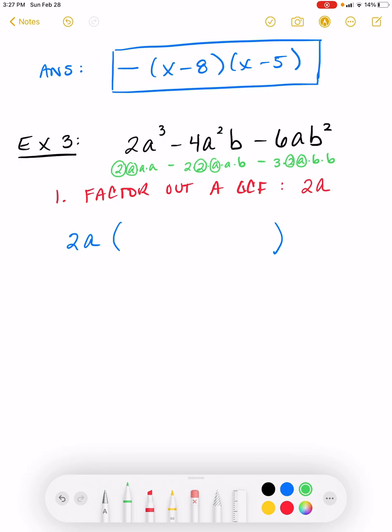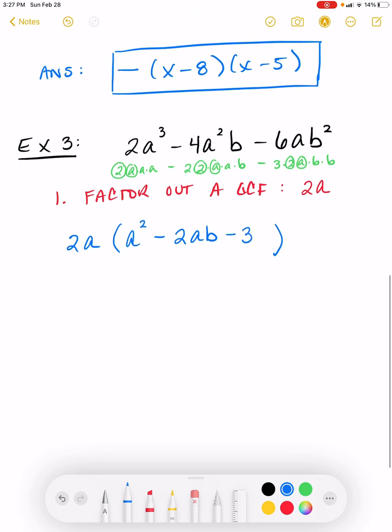So what I'm left with here, if I factor out a 2a, is an a squared. If we factor out 4 divided by 2, we're going to be left with minus 2 with 1a and 1b left over. And 6 divided by 2 is going to be minus 3, and there's 2 b's left over. Okay? So there's that GCF step. Step 2, we need to factor the trinomial.